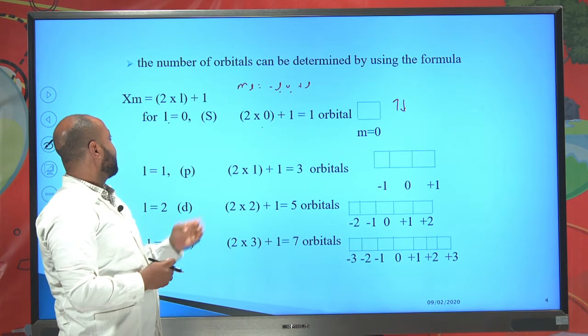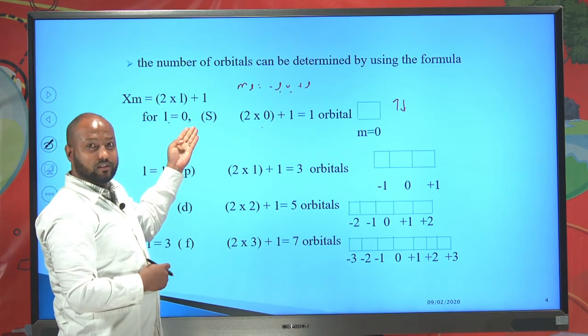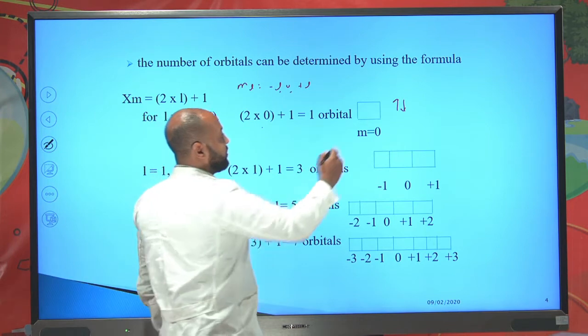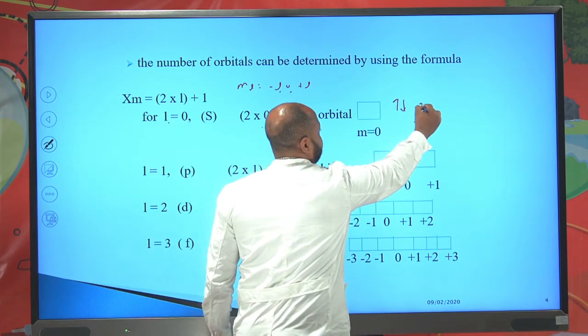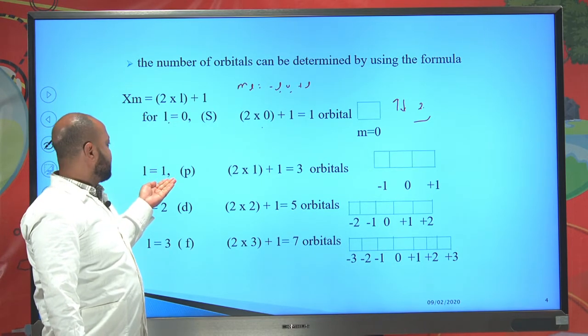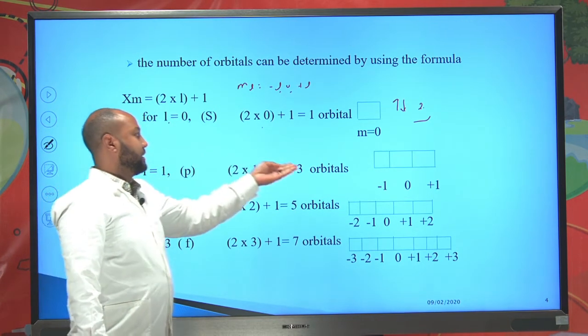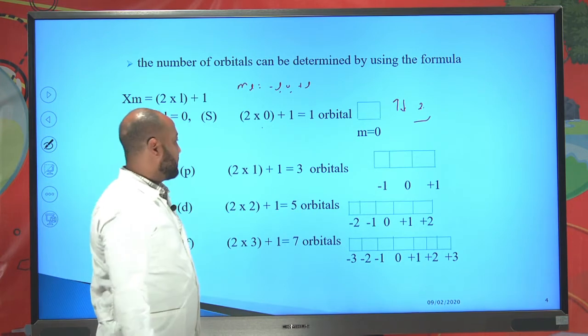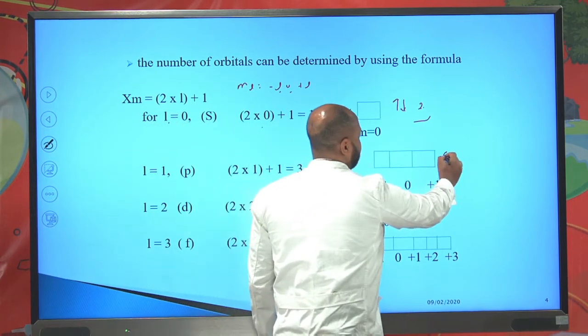Generally, L value 0 means the S subshell, a maximum of 2 electrons. L value 1 means the P subshell, which has 3 orbitals and a maximum of 6 electrons.